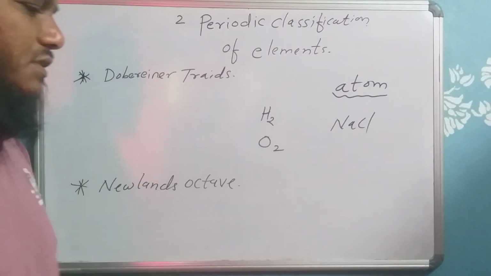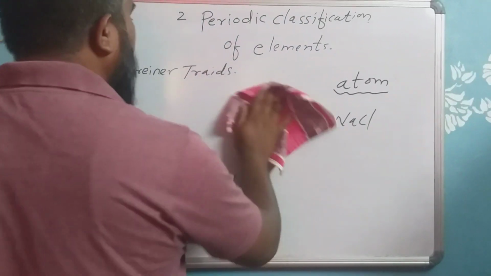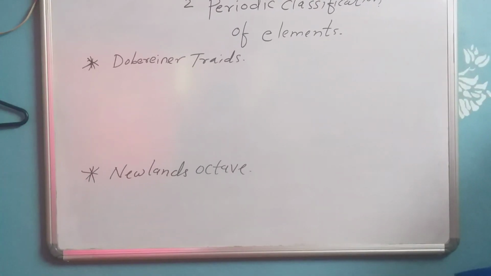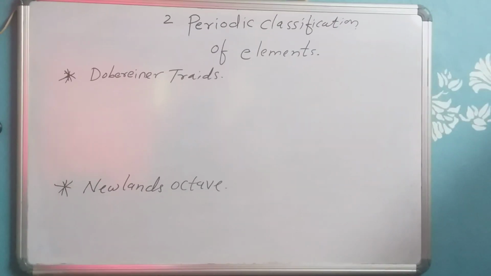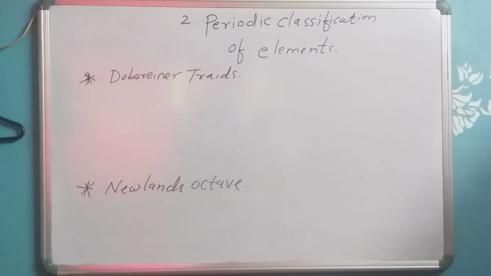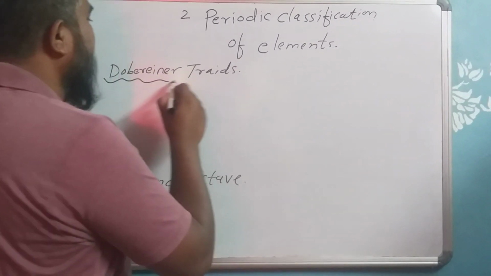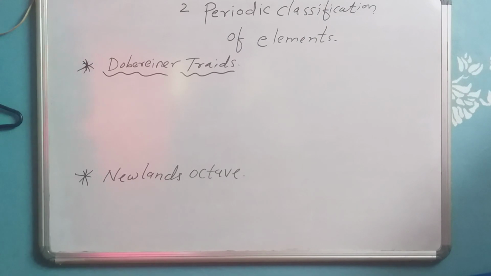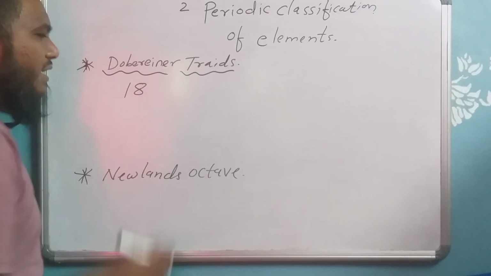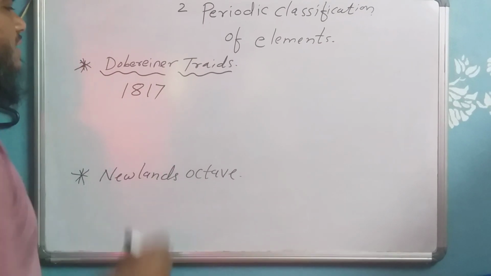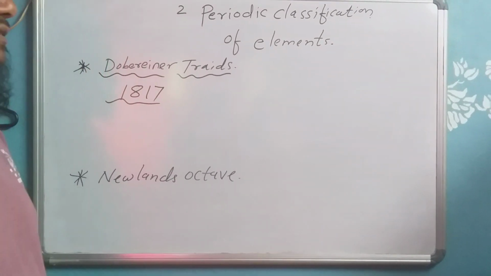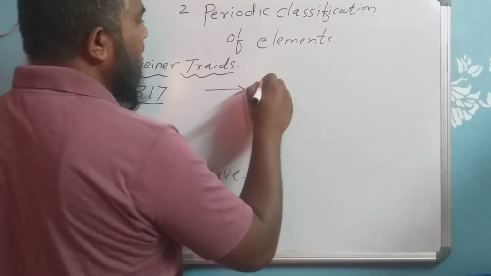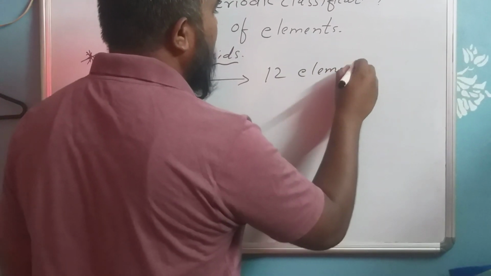Now we are moving towards the classification of elements. In ancient times, when the elements were being discovered, some scientists came forward to classify the elements. Among these scientists, the first scientist was Dobereiner. Dobereiner was a German scientist. In 1817 he started to classify the elements known in his time. Up to his time, 12 elements were discovered.